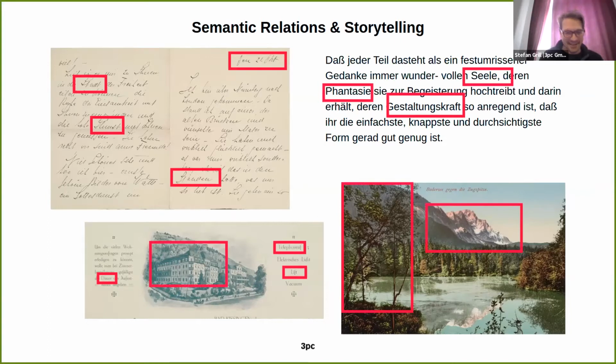Okay, now you can see it. So that was the idea, to enrich these artifacts with semantic information, not only on the document level, but also on the level of text, and also highlight objects within images and so on. So these could be the smallest units for storytelling.